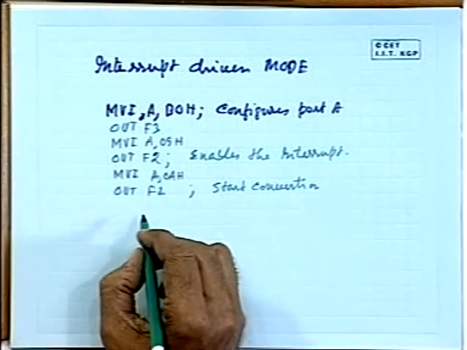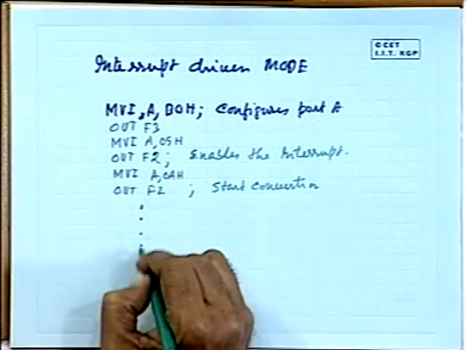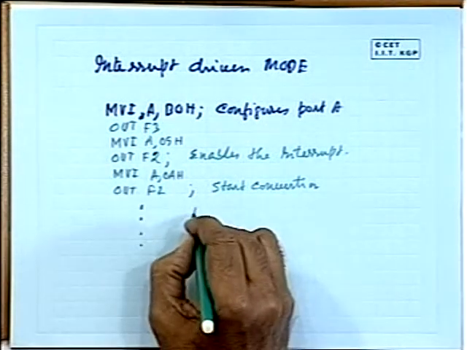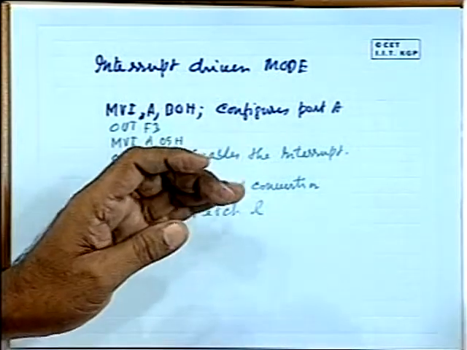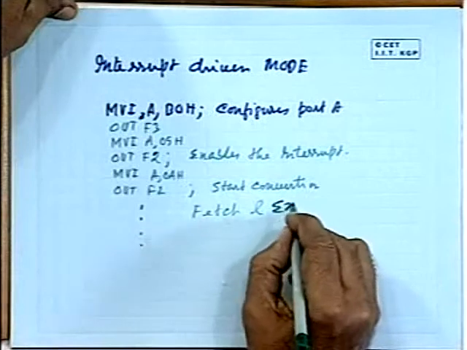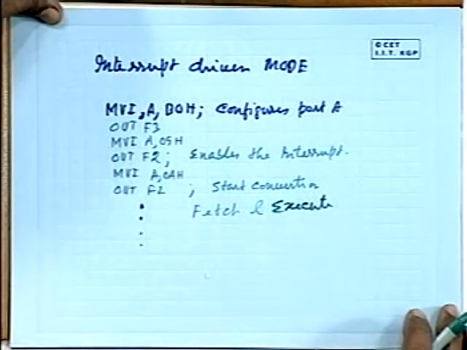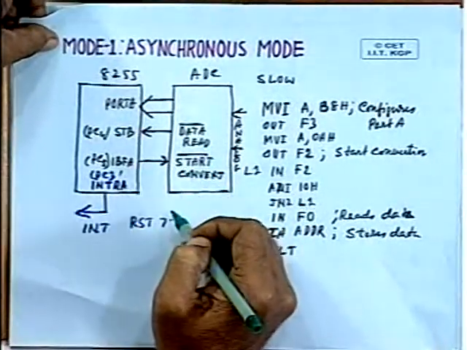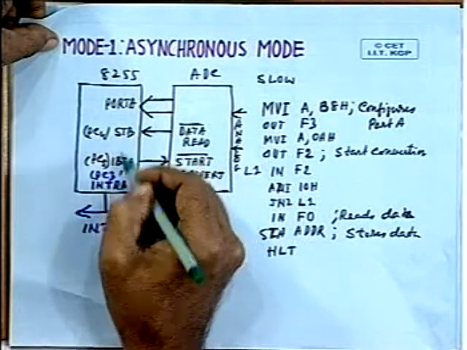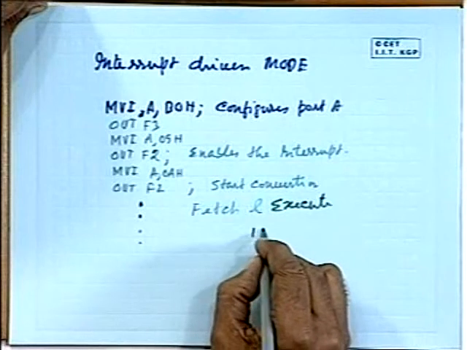And after this conversion is started, the microprocessor will not keep on checking the status in this case, because here it is interrupt driven mode. It will keep on fetching and executing various instructions which are followed by this OUT instruction. However, whenever the interrupt comes, this interrupt is generated when the data conversion is over, then this signal will go and it will generate the interrupt. Whenever the interrupt comes, it has to jump to the interrupt service subroutine.